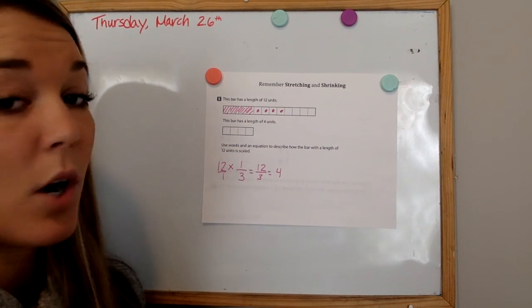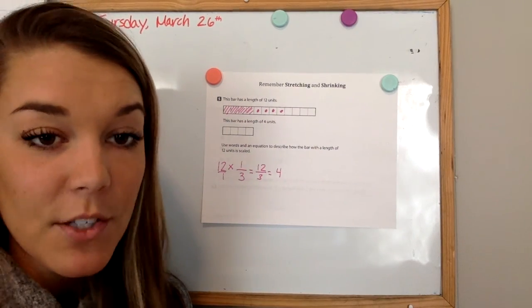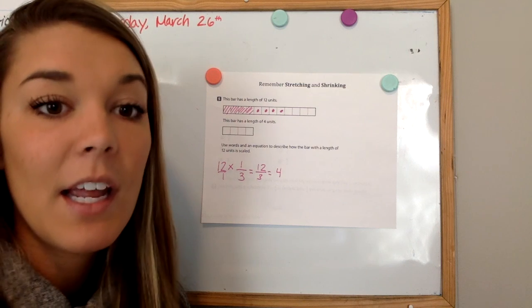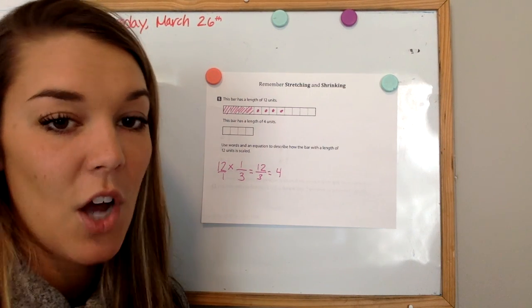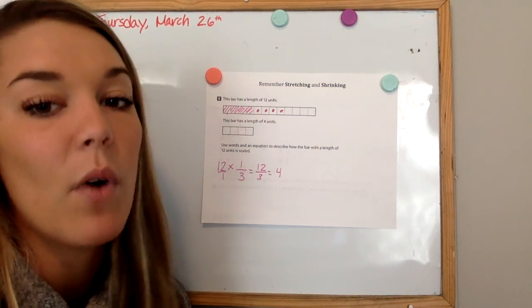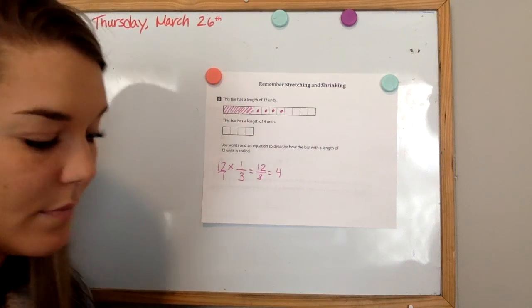So when I use words to describe it, I'm going to say something about my bar started with 12 units. It shrunk to 1/3 the amount. So when you multiply 12 times 1/3, you end up with 4, okay?